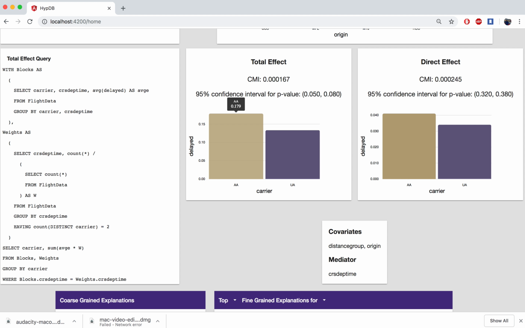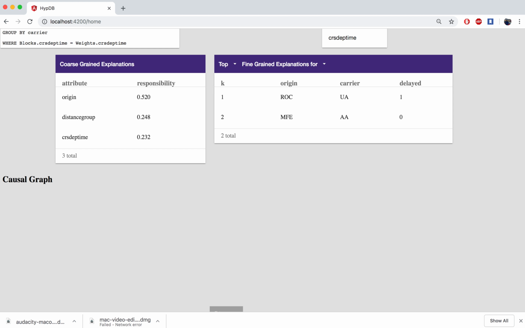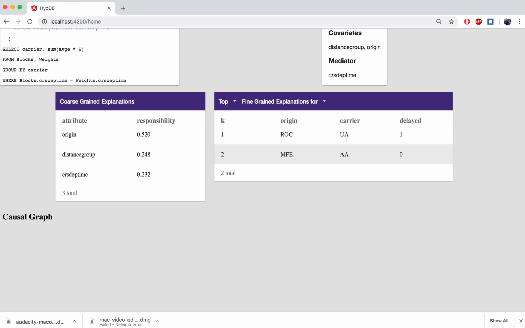The answers reveal that it is actually United Airlines which performs better than American Airlines. So there is no Simpson's paradox anymore. Finally, HypDB generates two kinds of explanations for the biased query. We argue that these explanations are crucial for decision making and reveal illuminating insight about the domain and the data collection process.